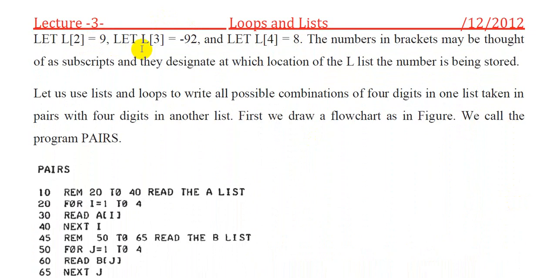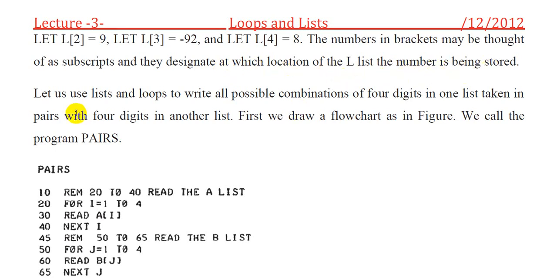In this case, let A(2) equal 9, let A(3) equal 99, and A(1) equal 1982, and let A(4), in this case, equal 8. The numbers in brackets may be subscripts, and they designate exactly at which location of the list a number or digit is being stored.